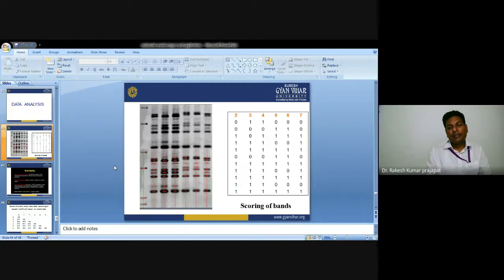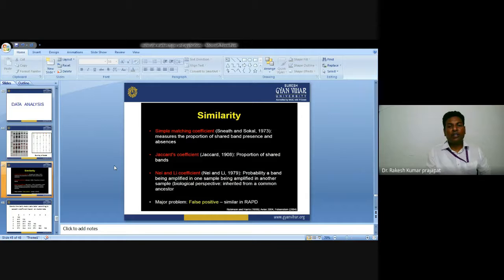Data analysis of RFLP and SSR can be done by scoring the different bands: 1 if present, 0 if absent. Likewise we can score and analyze all these data. For similarity, the simple matching coefficient measures the proportion of shared band presence. The Jaccard coefficient also uses the proportion of shared bands. The Nei and Li coefficient is based on the probability of a band being amplified in one sample and unamplified in another. The major problem is that RAPD can give false positive results, because it is PCR based.